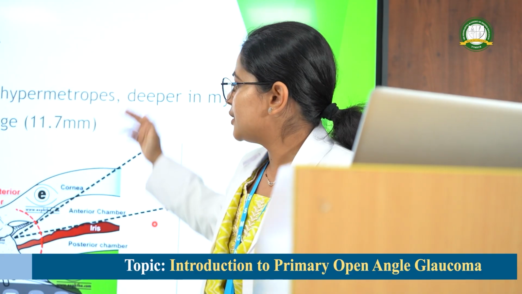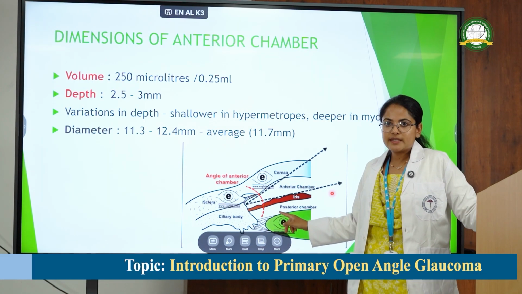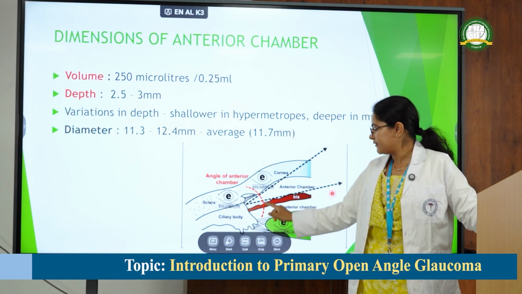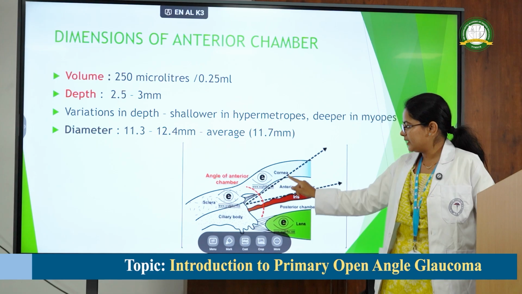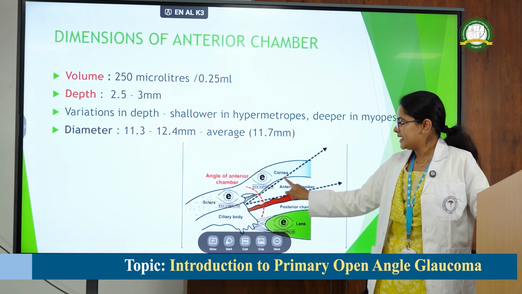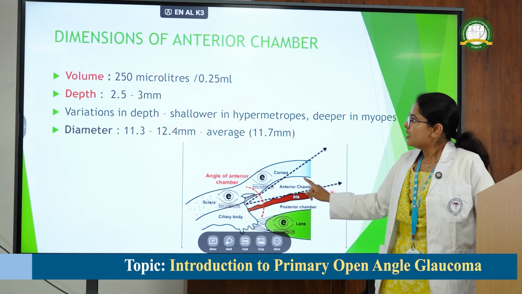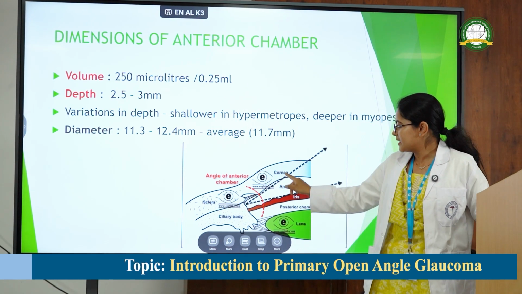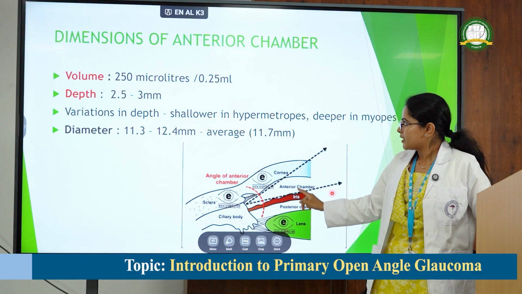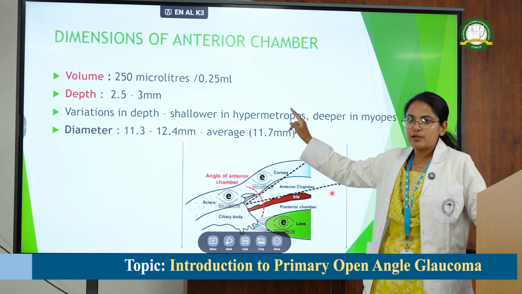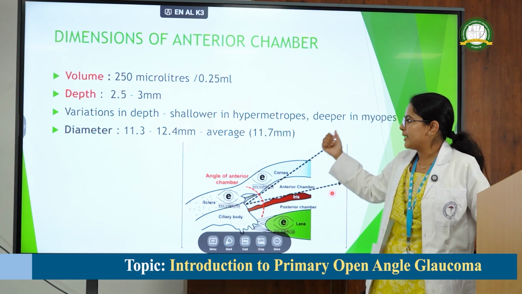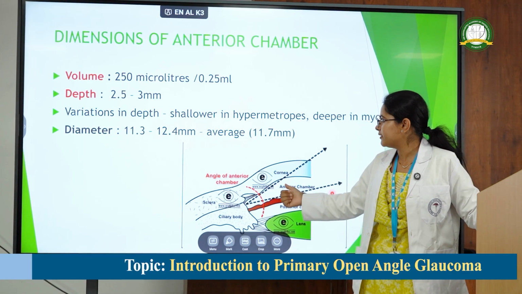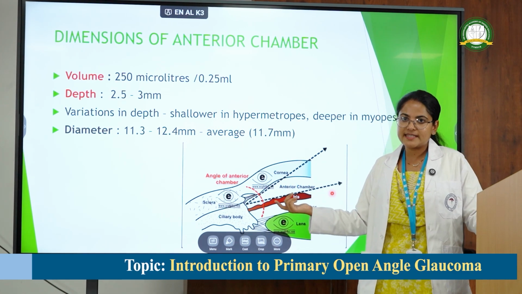Now coming to the dimensions of the anterior chamber. What is the anterior chamber? It extends from the posterior surface of the cornea to the anterior surface of the iris. The area present between the cornea and the anterior surface of the iris is the anterior chamber. What is the volume of the anterior chamber? It is 0.25 ml. What is the depth? Centrally it is 2.5 mm. The anterior chamber is shallower in hypermetropes and deeper in myopes. What is the average diameter? It is 11.3 to 12.4 mm; on average we can take 11.7 mm.